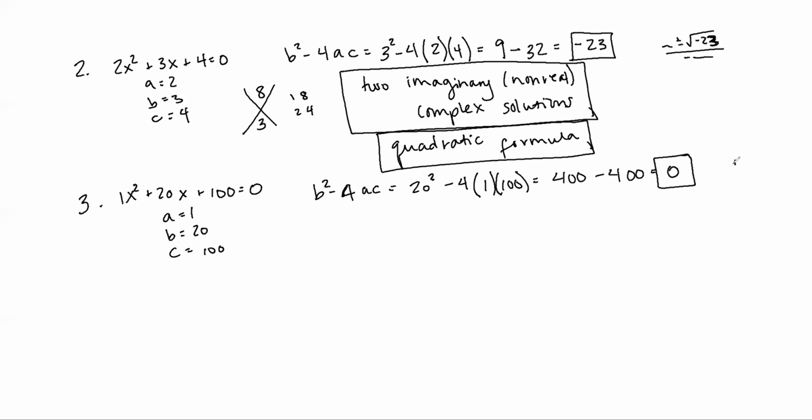Now, if we had a plus or minus the square root of 0 at the end of our quadratic formula on the top, that tells us that we're only going to have one solution because adding and subtracting 0 is exactly the same. So we're going to have one rational solution.